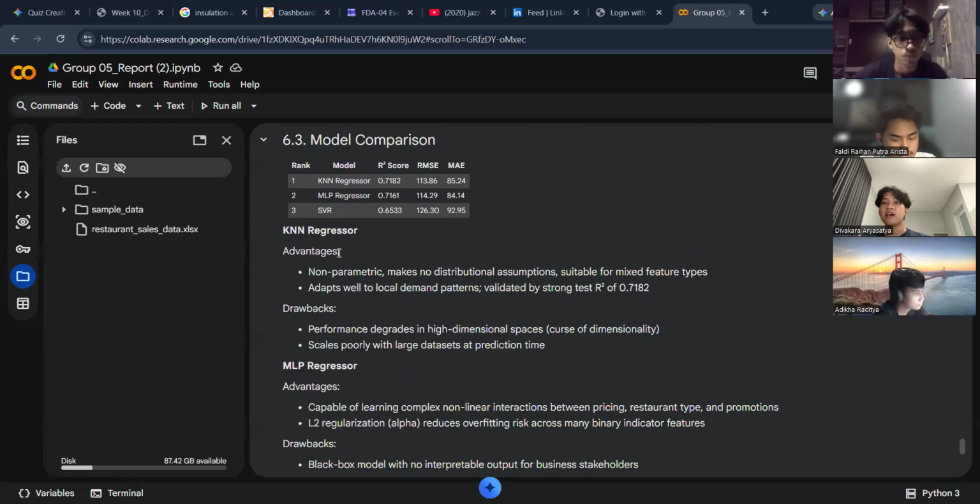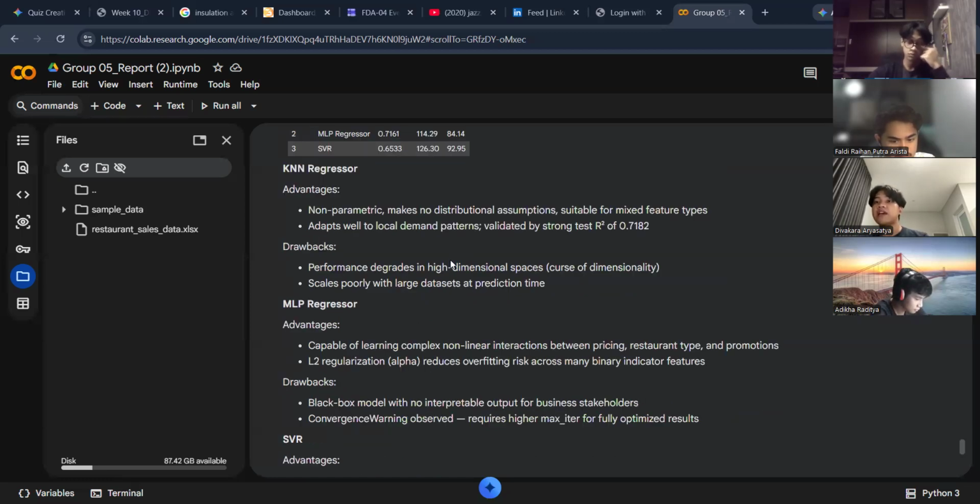Okay. And for the model comparison, for the first model, we have an R-squared score of 0.7182, an RMSE of 113.86, and an MAE of 85.24. For the second model, the MLP regressor, the R-squared score is 0.7161, the RMSE is 114.29, and the MAE is 84.14. For the third model, the SVR, the R-squared score is 0.6533, the RMSE is 126.3, and the MAE is 92.95.